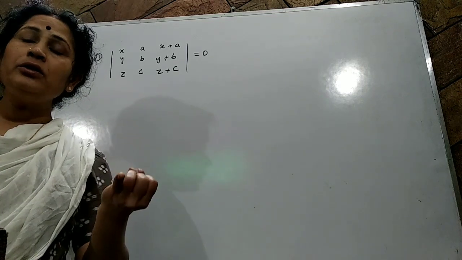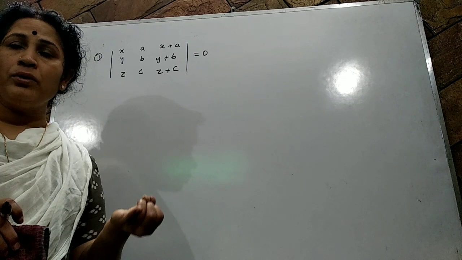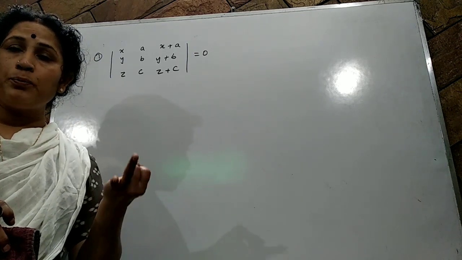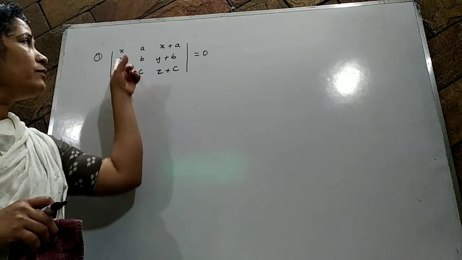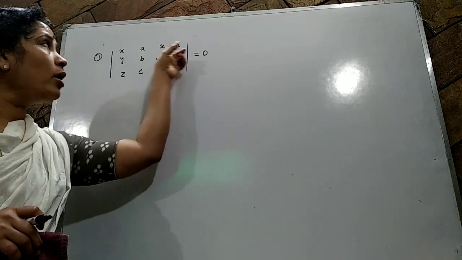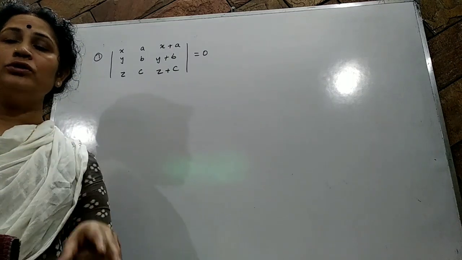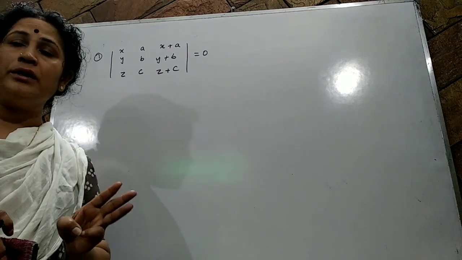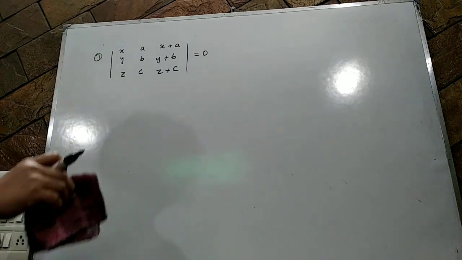Number 1, if any 2 rows or columns are identical, then the value of determinant is 0. If any 2 rows or columns are proportional, then the value of determinant is 0. Or otherwise, if any row or any column has all elements 0, then the value of determinant is 0. Now, up to your choice, you can use any 1 of the 3 conditions. Clear to you? Now, see here.